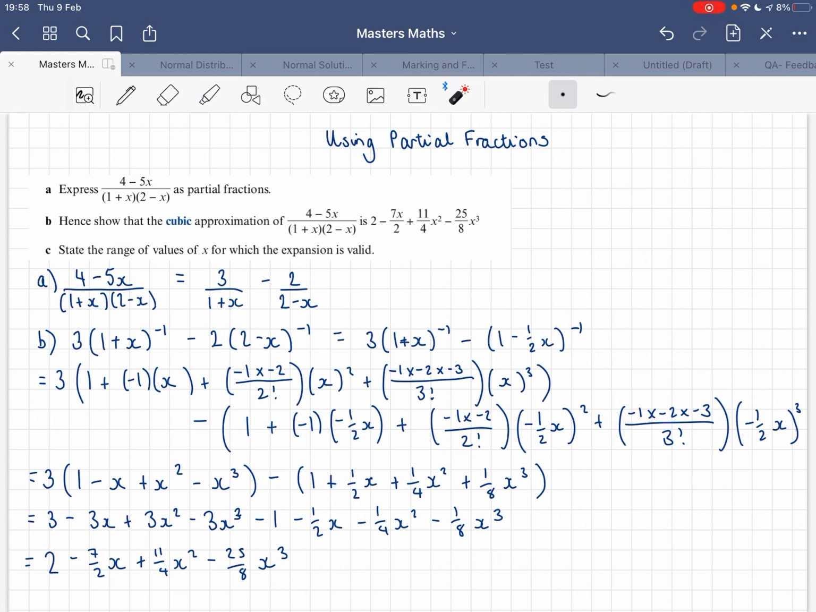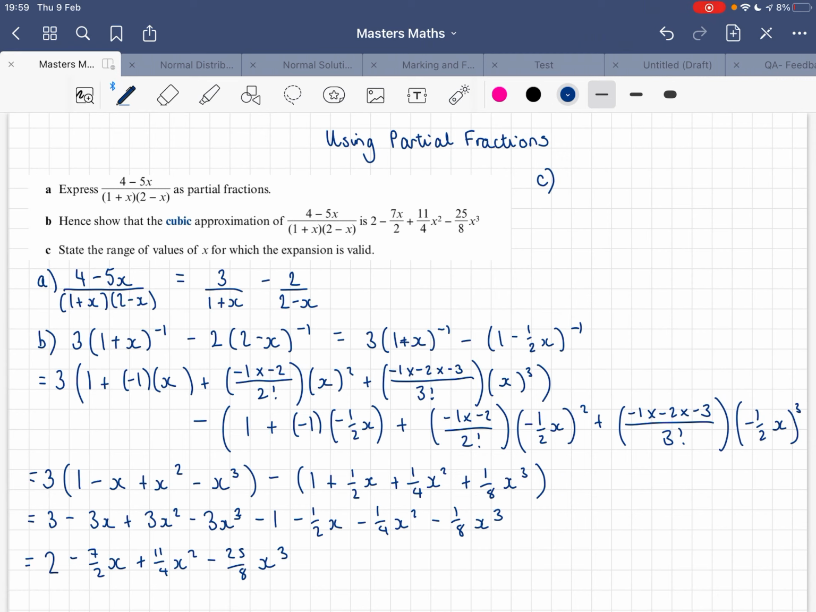Okay, we need to do part C. State the range of values of x for which the expansion is valid. So to do that, we need to look at both of the partial fractions and when they would be valid.